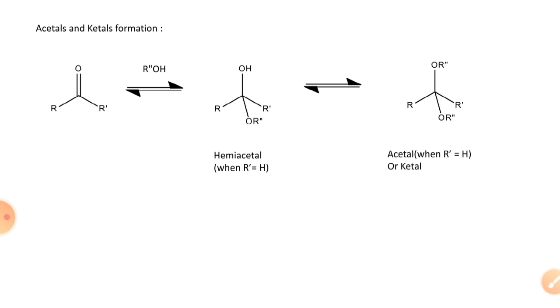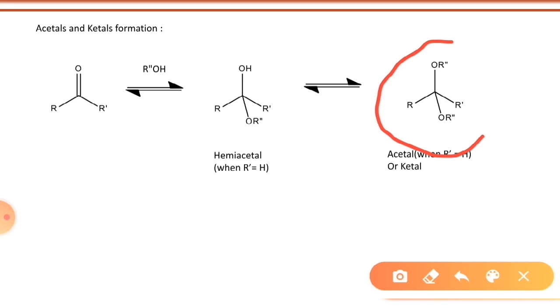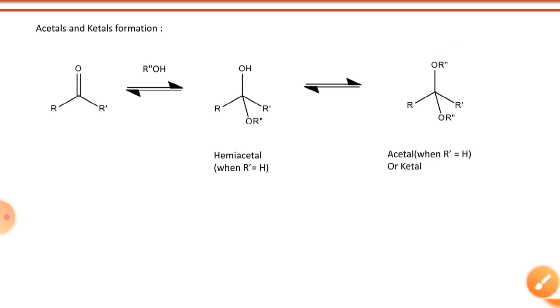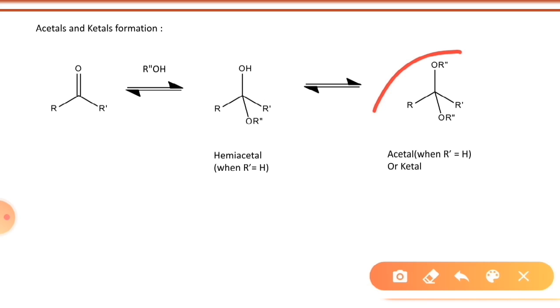Then after reacting with another molecule of alcohol, another OR double prime group will be added, and then in that compound two OR double prime groups are present, and this is called acetal when the substrate was aldehyde, meaning when R prime or R is equal to hydrogen, and this will be called ketal if no hydrogen is present in place of R or R prime. If the substrate was ketone, then the final product will be ketal. If the substrate was aldehyde, then the final product will be acetal.